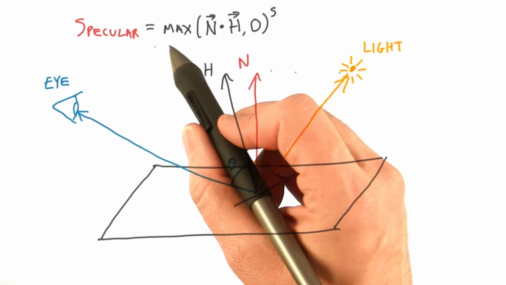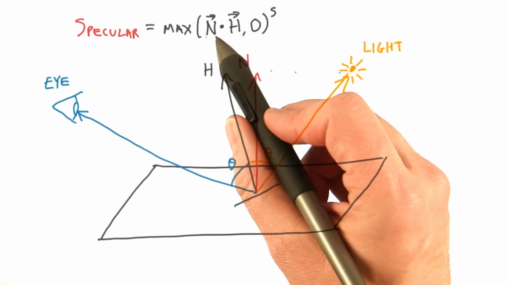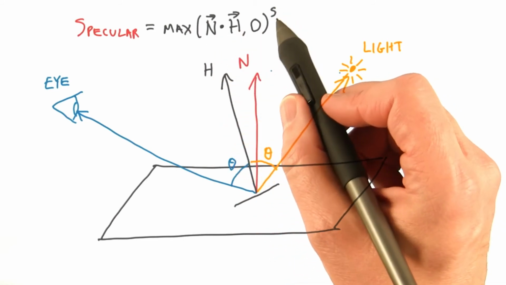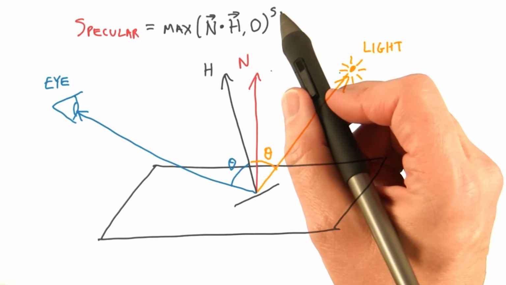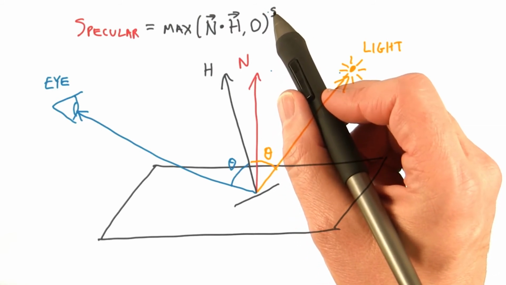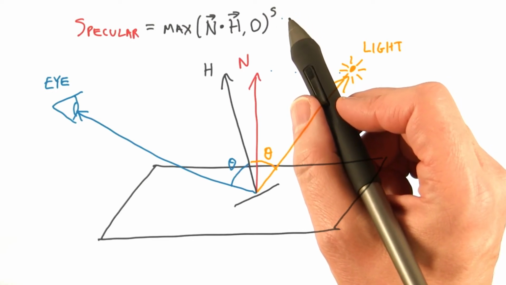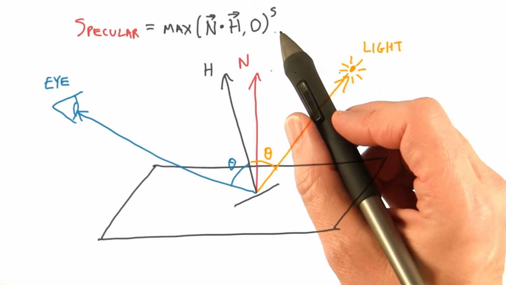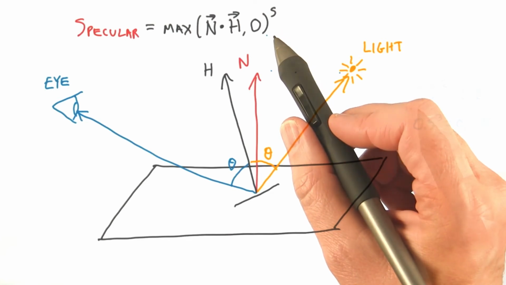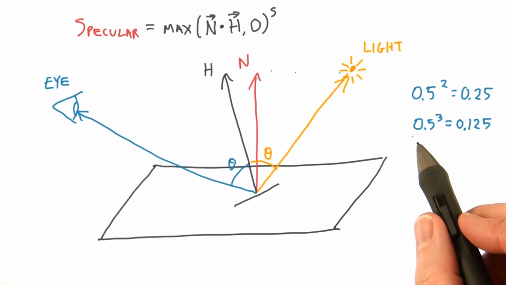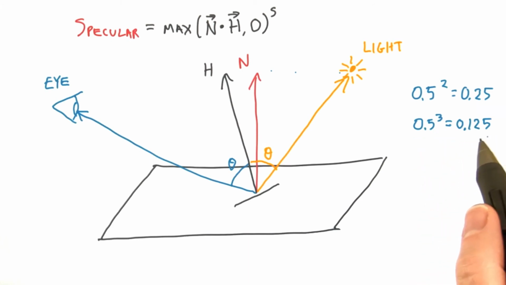The maximum function here limits the inputs so that this value is never negative. We want to avoid it being negative because we're about to raise it to a power. The S factor here is the shininess or specular power and has a range of 1 to infinity, though anything above 100 is not too much different. When you raise a fraction to a power, the result is smaller, and smaller still the higher the power. For example, 0.5 squared is 0.25, cubed is 0.125, and so on.